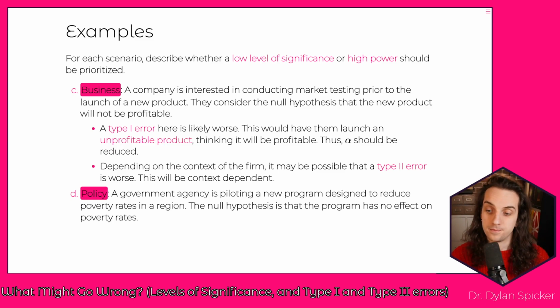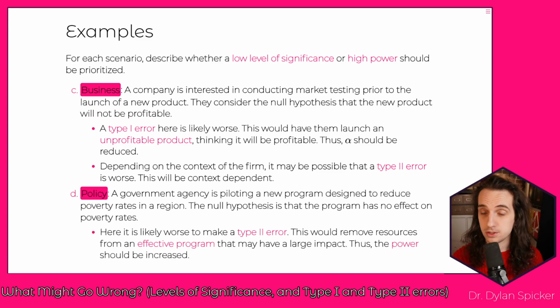The final piece here is we're thinking about this new policy. The null hypothesis is that the program has no effect on poverty rates. So again, this is going to be sort of a judgment call, but in my opinion, a type 2 error is going to be worse here because that would have us removing resources from an effective program. That would have us saying, no, we don't think this program is actually effective, but it turns out it is. And so then we have avoided helping people sort of in need of resources from the government. And that sort of feels like skirting the responsibilities of the program more so than saying we think the program's effective, it turns out it's not effective, and sort of wasting some resources there.